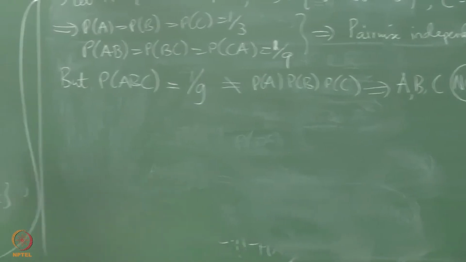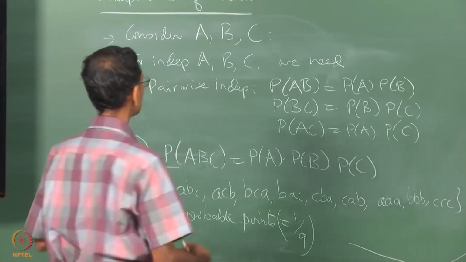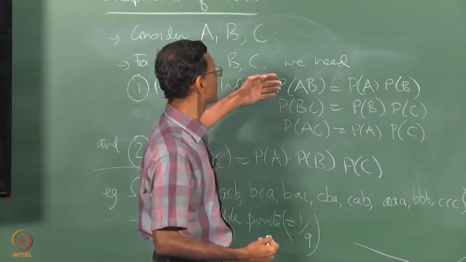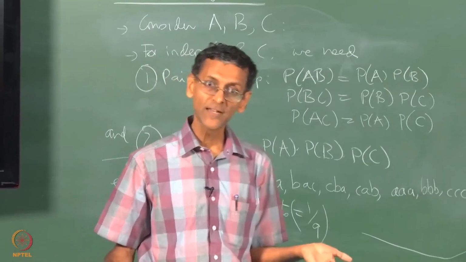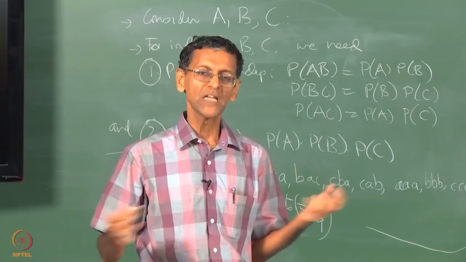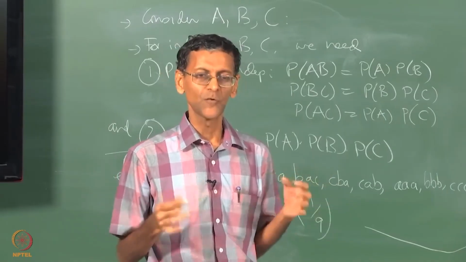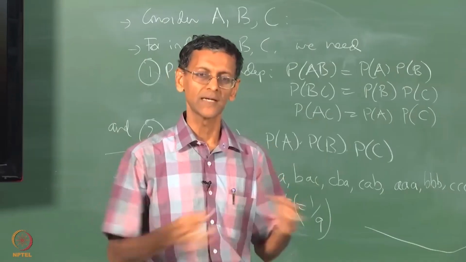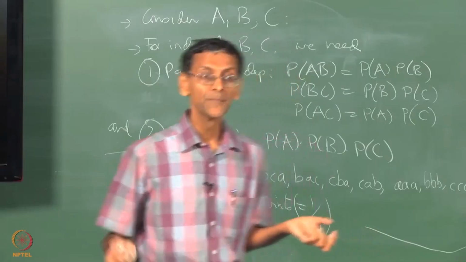So you can extend this to more than 3, obviously. If you extend, you have to start from pairwise, then go to any combination of 3 events, then go to 4 and so on. So obviously, as you keep increasing the number of events in the family that you're looking at for overall independence, the conditions will keep on growing. The number of conditions you have to satisfy will keep growing.